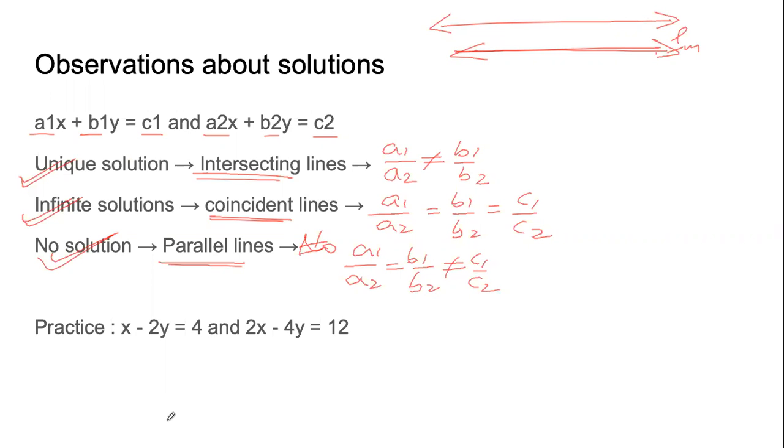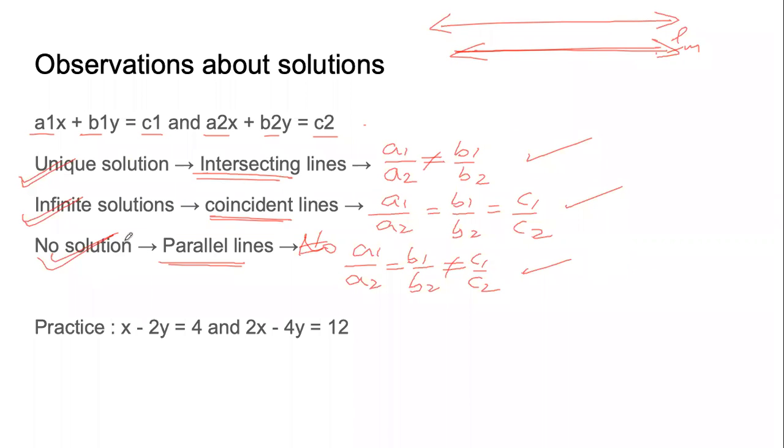So lines draw karne ki zaroorat nahi hai. We just have to look at the equations and see which condition is true. Whether A1 by A2 is not equal to B1 by B2, whether A1 by A2 is equal to B1 by B2 is equal to C1 by C2, or A1 by A2 is equal to B1 by B2 but not equal to C1 by C2. Based on that, we can find out whether we will have a unique solution, infinite solutions, or no solution.